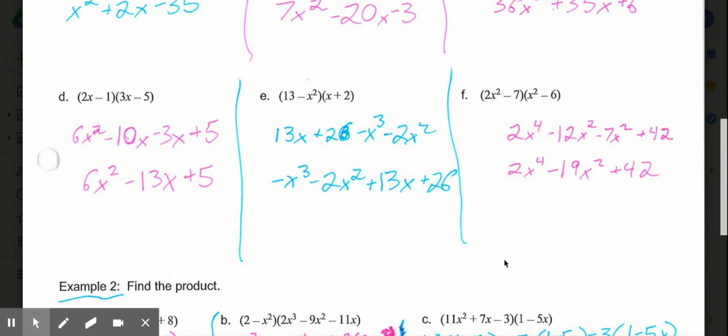So then 3 more examples to look at. So in D, just again following FOIL. I'm not going to worry about walking through step by step there. You can see it. Give that one a try.